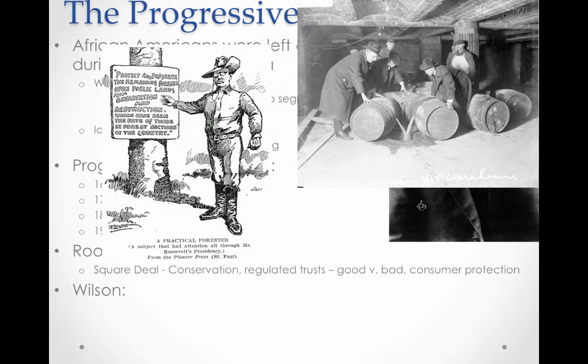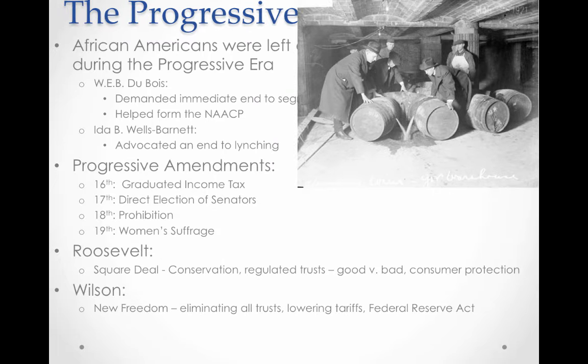All right, and next we have Woodrow Wilson. He had a plan called New Freedom, and his goal was to eliminate all trusts, lower tariffs, and also create something called the Federal Reserve Act to help to regulate the American money supply. So we have Teddy Roosevelt and Woodrow Wilson, both considered progressive presidents, both from different parties. Roosevelt was a Republican, Wilson was a Democrat, but again, shared similar progressive ideas.